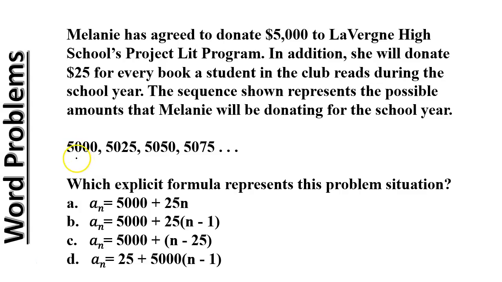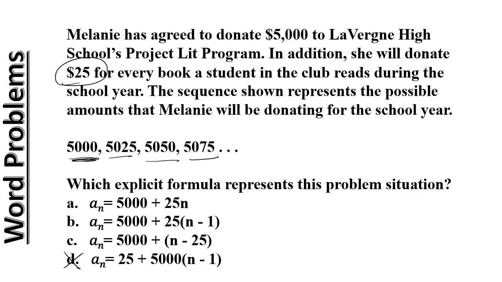So we can see the $5,000 she said she would give us. And then we can also see the plus 25 for every book read. So when we go down to look for our explicit formula, a couple things to think about. I know my first term has to be 5,000, so I can get rid of D. And I already know it told me $25 for every book, so 25 plus 25 plus 25.